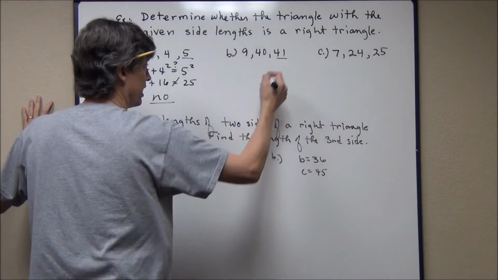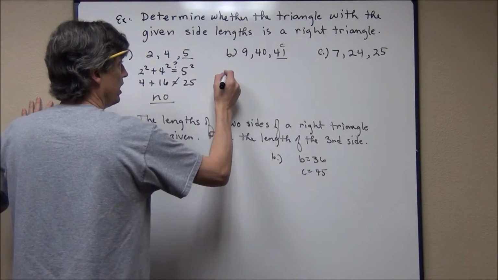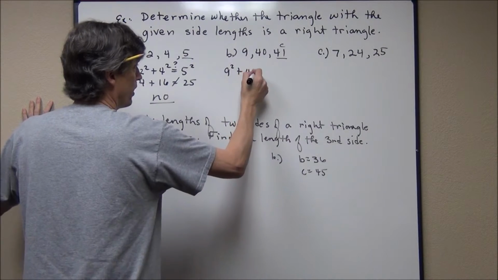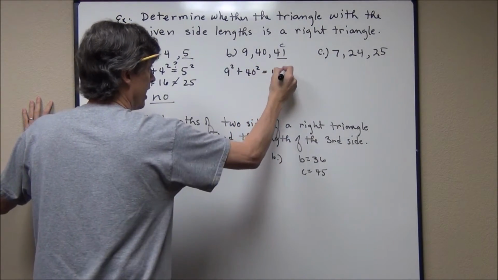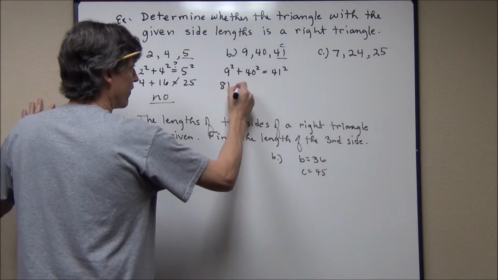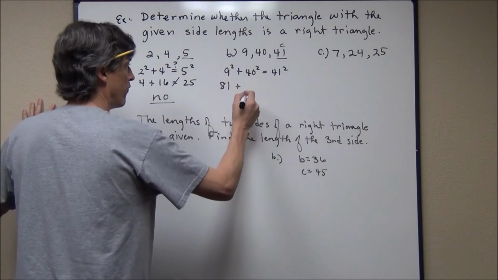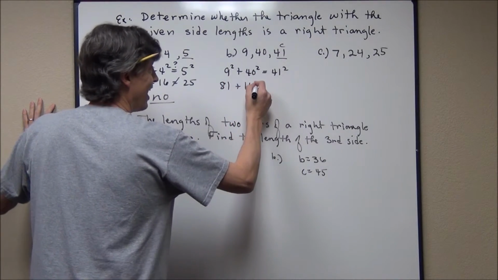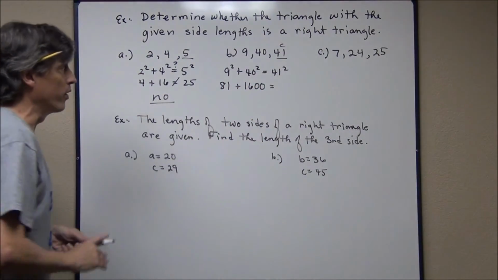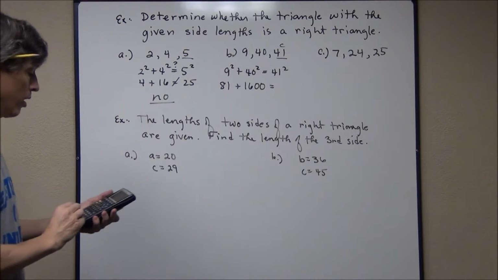Again, the longest side has to be the hypotenuse. This will have to be C, and I'm going to call it A and B respectively. So I'm going to write 9 squared plus 40 squared equals 41 squared. Now the numbers are starting to get kind of big. 9 squared is easy enough. Even 40 squared is not too bad because 4 times 4 is 16. So 40 times 40 is 1600. But I don't know what 41 squared is off the top of my head. I do, but I'm just acting like I don't.